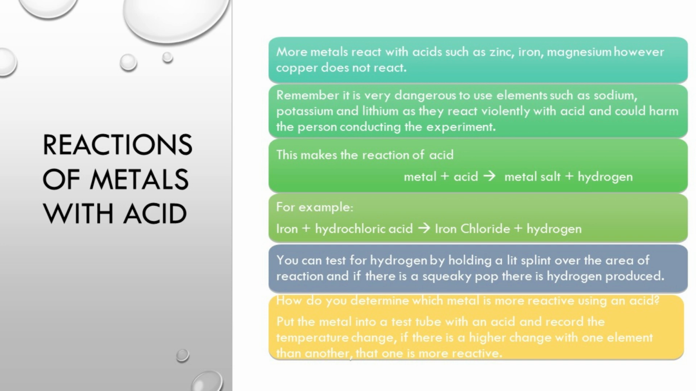You could test for hydrogen by holding a lit splint over the area of the reaction, and if there is a squeaky pop, there is hydrogen produced. So how do you determine which metal is more reactive using an acid? Put the metal into a test tube with the acid and record the temperature change. If there is a higher change with one element than another, that one is more reactive.